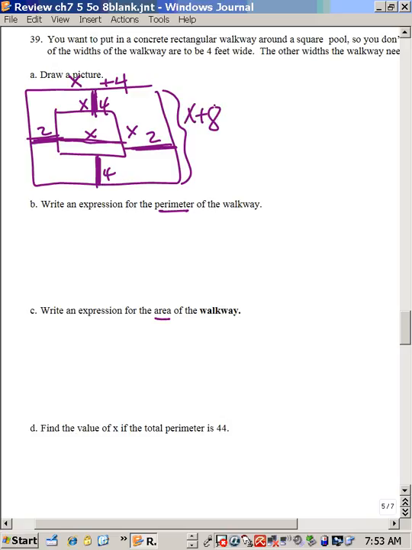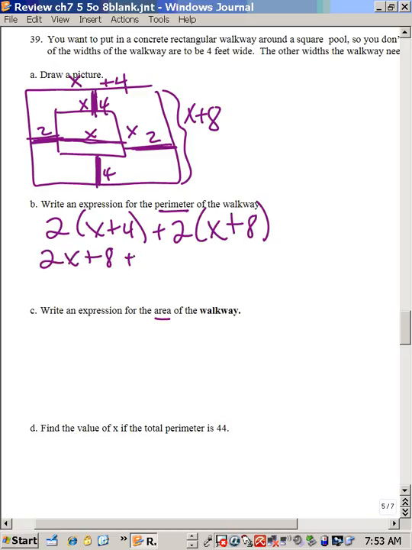The perimeter of the walkway is going to be 2x plus 4 plus 2x plus 8. 2x plus 8 plus 2x plus 16, 4x plus 24.